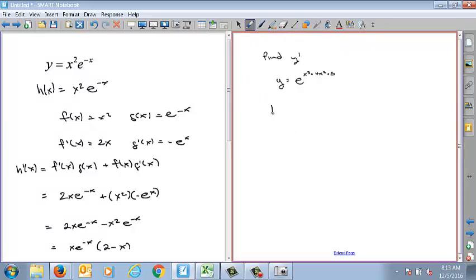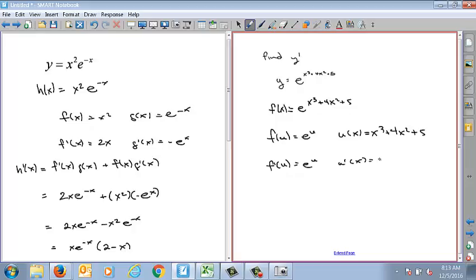So I might just change it to f of x, and then using the chain rule, f of u is e to the u. u of x is equal to x cubed plus 4x squared plus 5. u prime of x is 3x squared plus 8x. f prime of x is f prime of u times u prime of x.